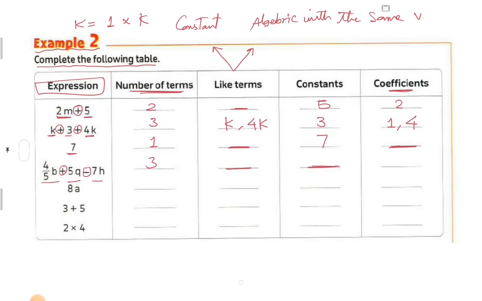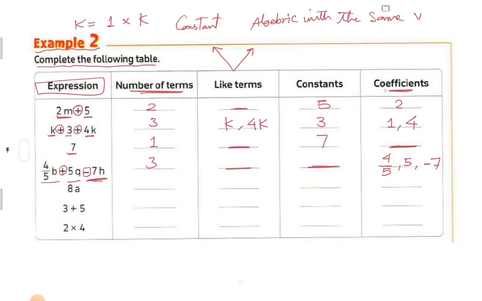Where is the coefficient? Coefficient of B, 4 over 5. Coefficient of Q, it's 5. Coefficient of H. Note with me that I write the coefficient with its sign. Here we have a negative sign, so it's negative 7. It's negative 7, not 7. Okay, when we take the coefficient, I write it with its sign.